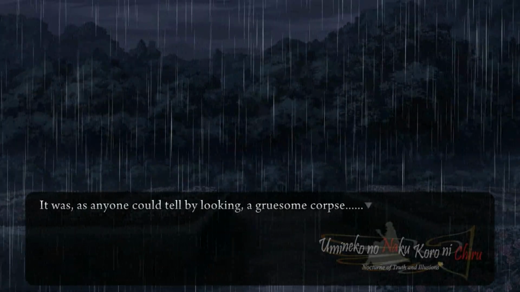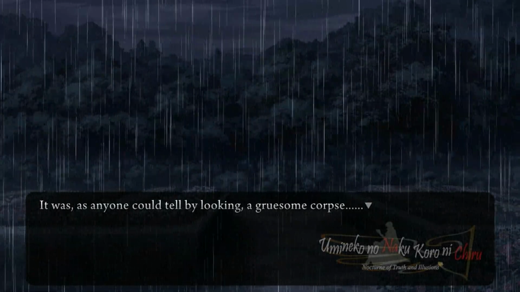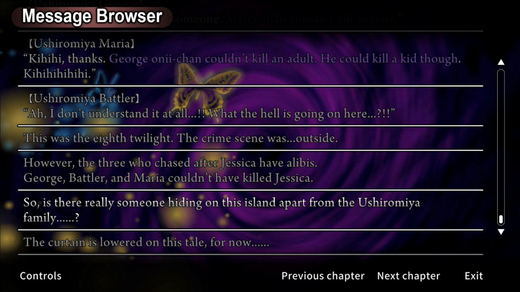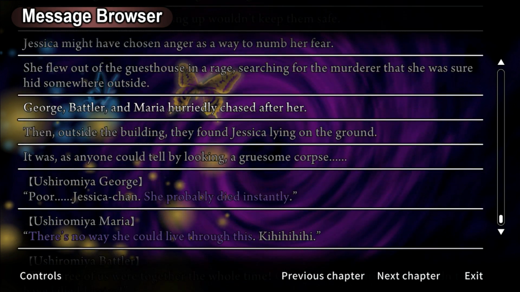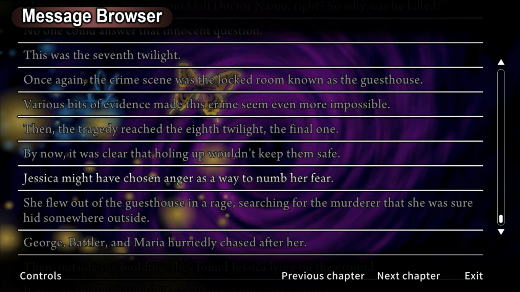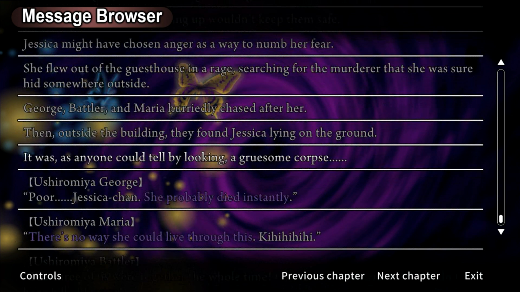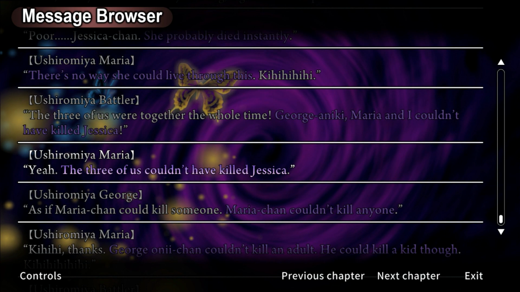It was, as anyone could tell by looking, a gruesome corpse. Wait, so does this mean that it confirms Jessica is dead as well? Oh, wait, it's because we already went through this dialogue. I guess it checks every single dialogue thus far. They found Jessica lying on the ground, which doesn't really confirm that she's dead or alive, but the gruesome corpse... Actually, I could just write it like this, since it already shows me everything.